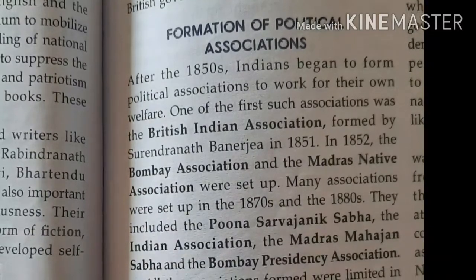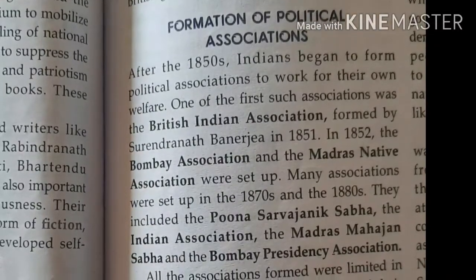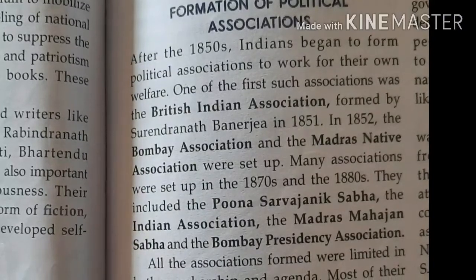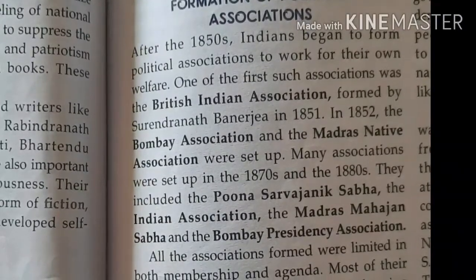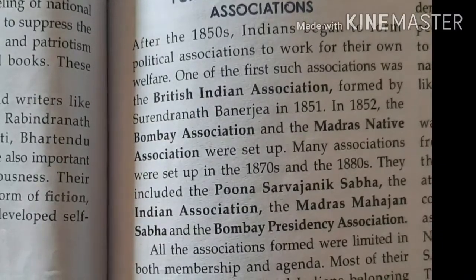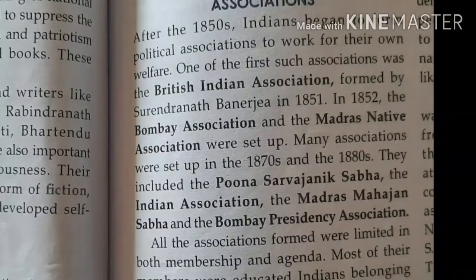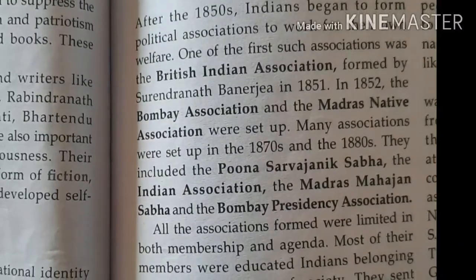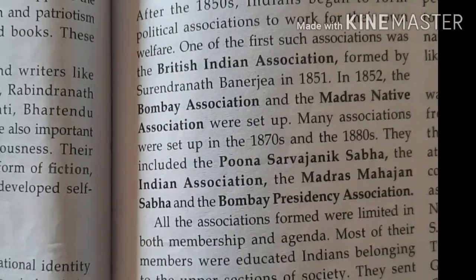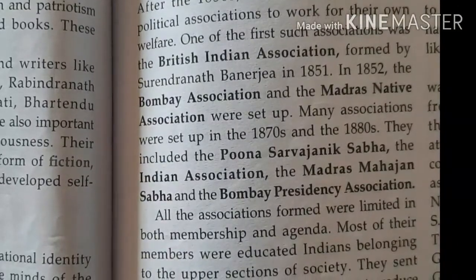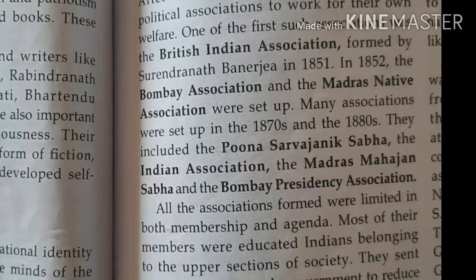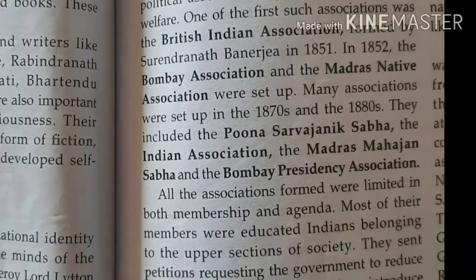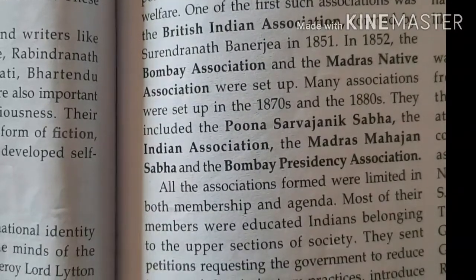Many associations were set up after the 1870s and into the 1880s. These included the Poona Sarvajanik Sabha, the Indian Association, the Madras Mahajana Sabha, and the Bombay Presidency Association. These associations were made by Indians to oppose British policies. All the associations formed were limited in both membership and agenda. They had a similar agenda, है ना, एक ही agenda था, एक ही aim था. Most of their members were educated Indians belonging to the upper section of society.